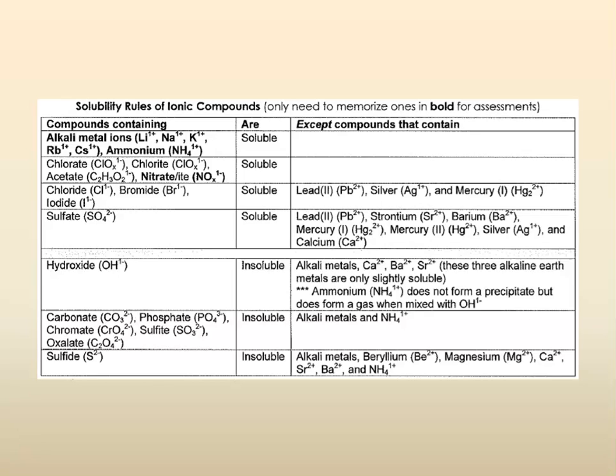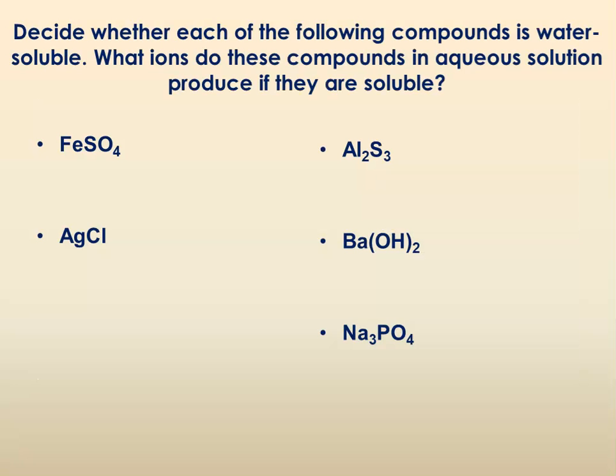With your carbonates, your phosphates, your chromates, your sulfides, and oxalates, the only exceptions are your alkali metals and ammonium. But with sulfides, you can bring in your group 2 alkaline earth metals as well with the alkali metals and ammonium to generate compounds that are soluble. But again, for the latter part of this chart, those are compounds that are primarily going to be insoluble, that are going to make precipitates. So we can use our chart to determine whether each of these compounds are going to be soluble or insoluble in solution. If they are soluble, we are to determine what ions they would generate.